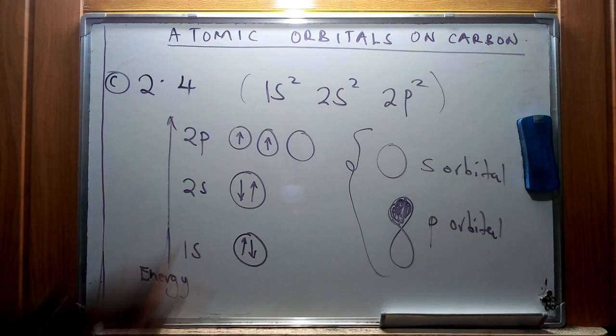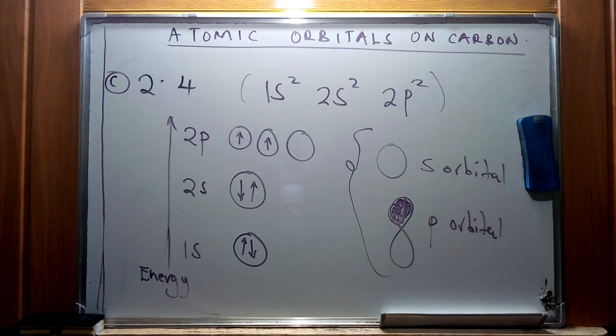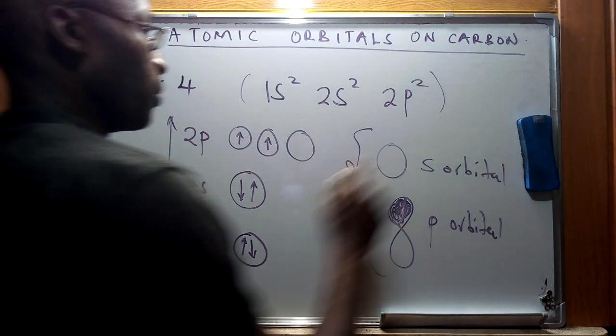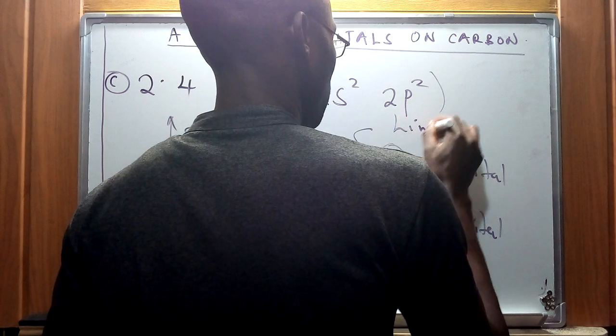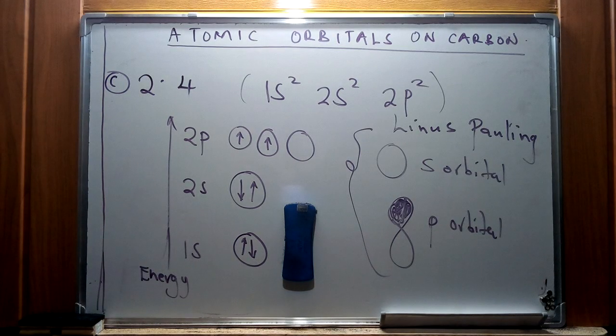Now for compounds like carbon to form other complex compounds or interact with other compounds to form covalent bonds, as I've said, we're going to have what we call a mixing of orbitals, which we refer to as hybridization of orbitals, in order to form stable compounds. Now this is according to Linus Pauling, which we are going to discuss in our other videos. The Linus Pauling principle is going to give us a clue on how this hybridization of orbitals, or mixing of orbitals, is going to occur.